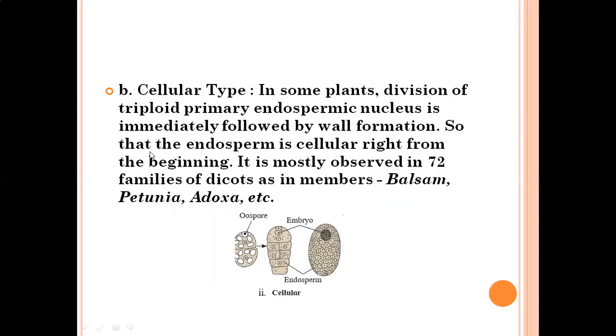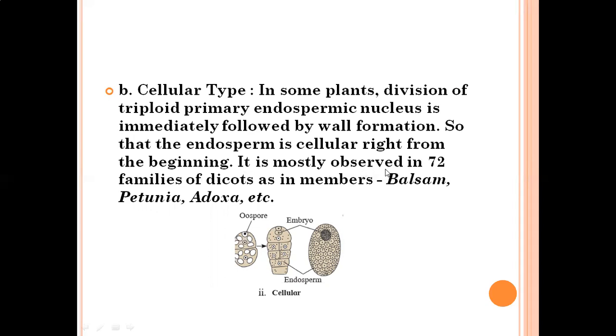After that, second, cellular type of endosperm. In some plants, division of the triploid primary endosperm nucleus is immediately followed by cell wall formation. Means as soon as the nuclei are formed, immediately cell wall formation takes place, so that the endosperm is cellular right from the beginning. Means from the starting itself, there is the presence of nucleus as well as cell wall.